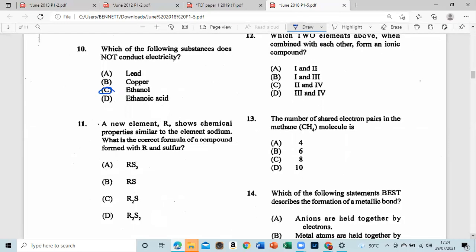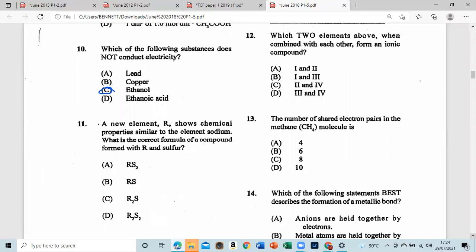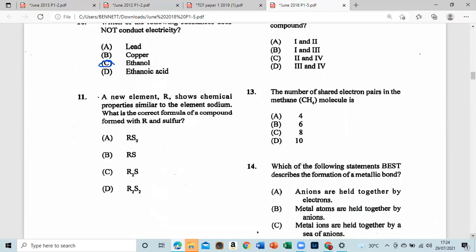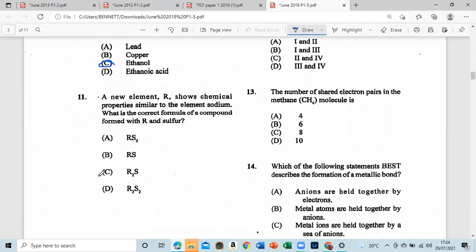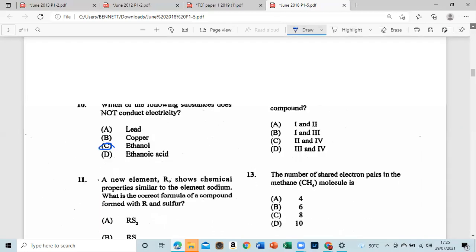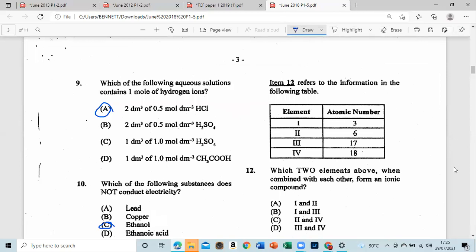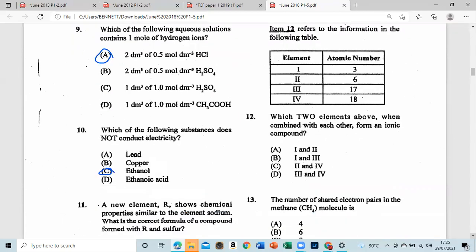Number 11, a new element R contains chemical properties similar to the element sodium. What is the correct formula of the compound formed with R and sulfur? And guys, I am sure we did this on paper 3 already. Hope you guys, if you have not watched my earlier videos, you need to do so. And that is R2S. I could actually tell you this answer from reading. Alright, number 12 refers to the table, element and atomic number, right? Which of the 2 elements above, when combined with each other, form an ionic compound? So look at them closely, guys, and see at 12 which one forms the ionic compound. And that is 1 and 3.